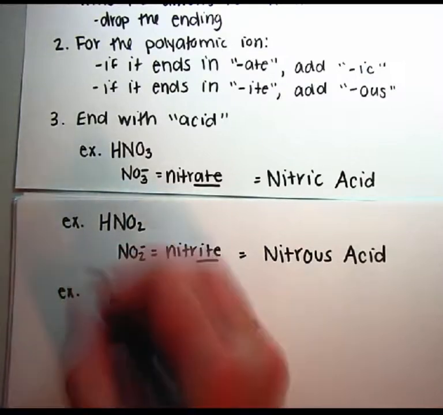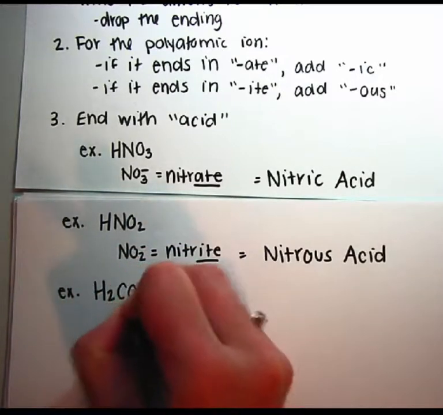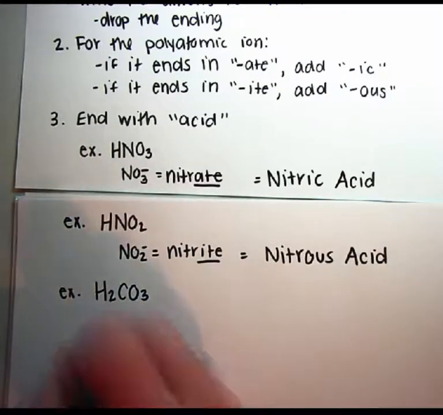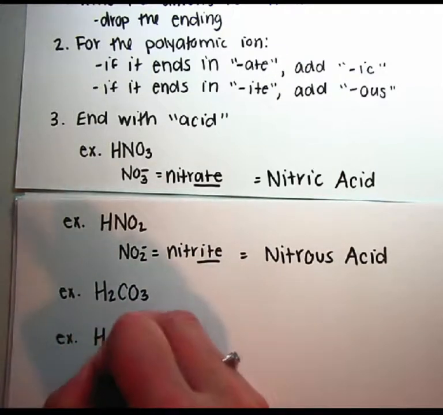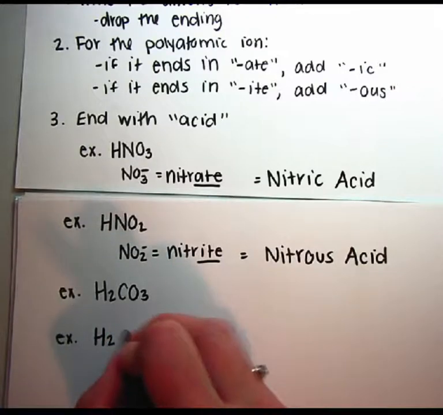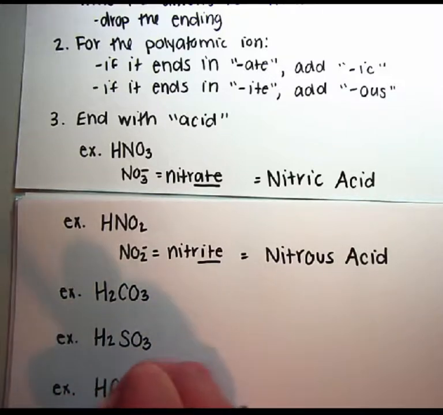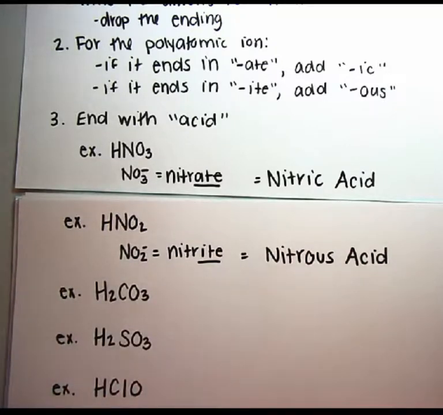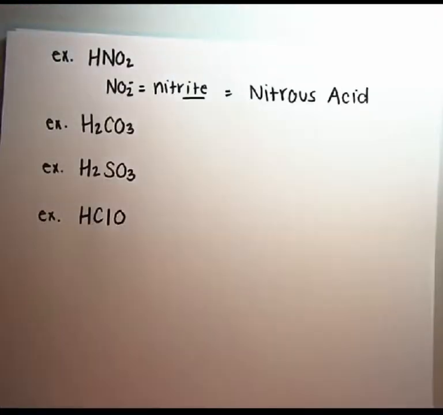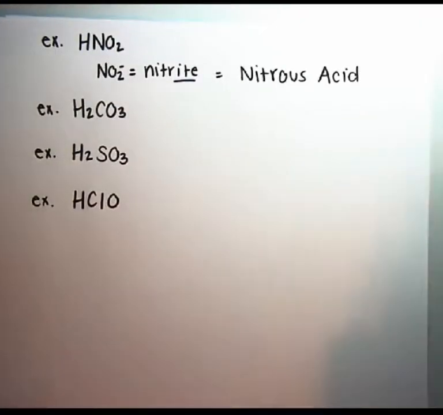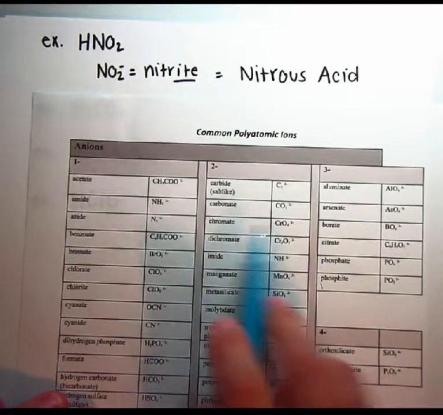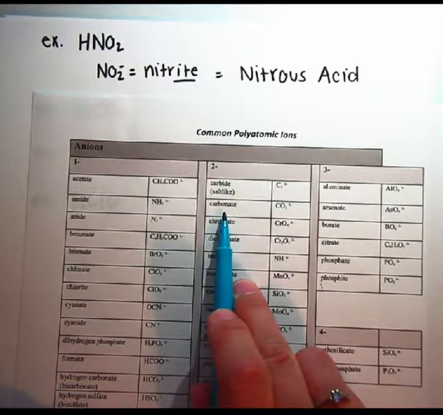Okay, let's try a few examples for this. H2CO3. Let's do H2SO3. And let's do HClO. All right, first example, CO3. So we need to look up CO3. CO3 2 minus is carbonate.